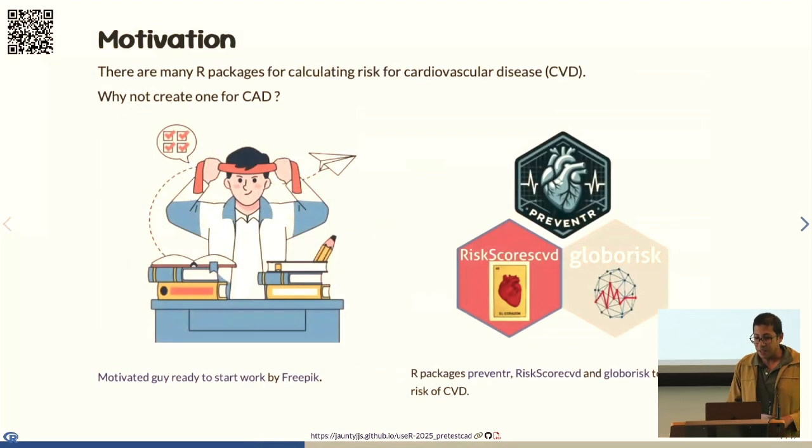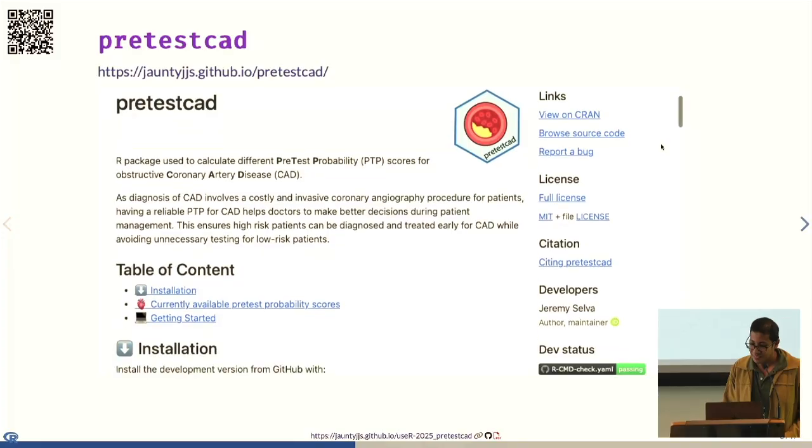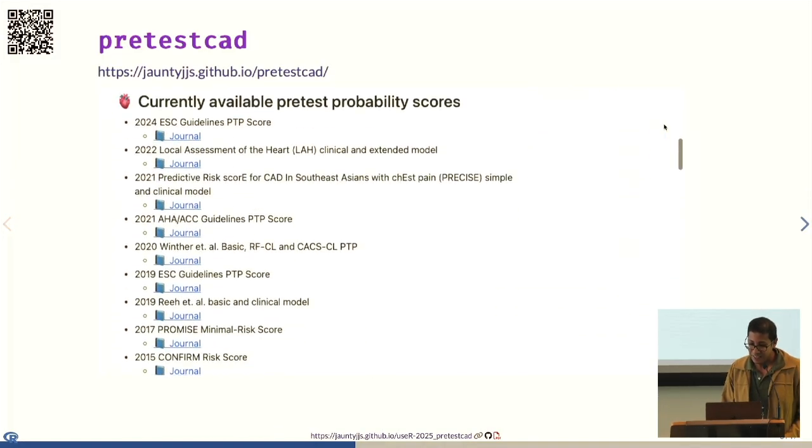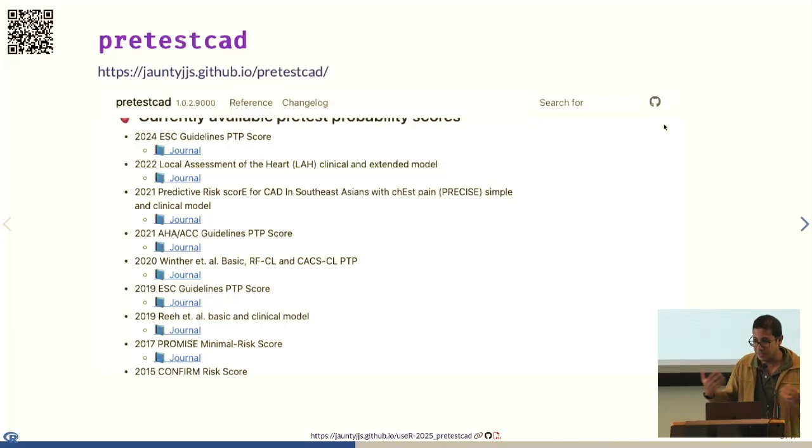So that's how I got started with making an R package. After seeing that there are so many R packages for cardiovascular disease, why not create one for coronary artery disease? So this is how it looks. It's just a simple package that calculates these pretest probabilities. I can scroll down. There we go. I have all these tests from the past and the present, and I collected them together into one R package.